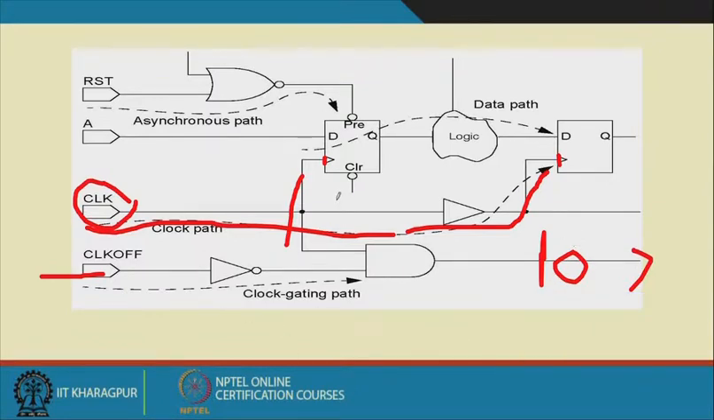Then what is data to data check? This is the data which is available at the very first sequential element, then it passes through this flip flop, then logic, then it arrives at the second flip flop. So, this is the data path for data to data checking, that means from one register to another register.